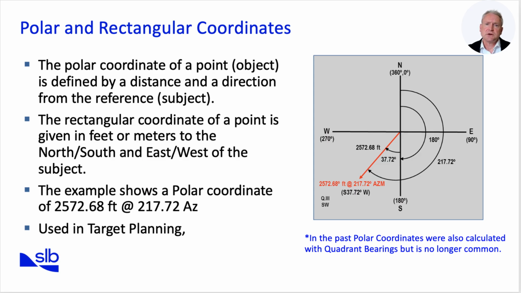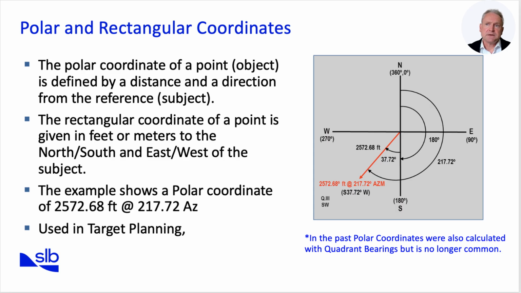While older practices sometimes used quadrant bearings with polar coordinates, the industry has largely shifted to using azimuth for consistency and accuracy, particularly with modern software. Understanding how to interpret and switch between these systems is critical for well planners and directional drillers to ensure precise well placement, efficient trajectory execution, and safe field development.